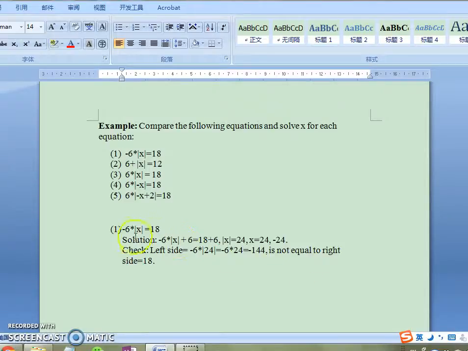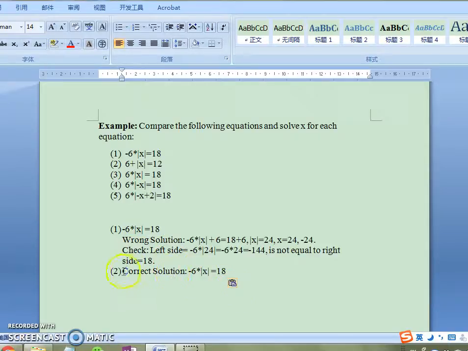Actually, if you observe the left side of this equation, it is a multiplication. It's -6 times the absolute value. So this is a wrong solution, okay? Let's see the correct solution. So I'm going to just copy this.